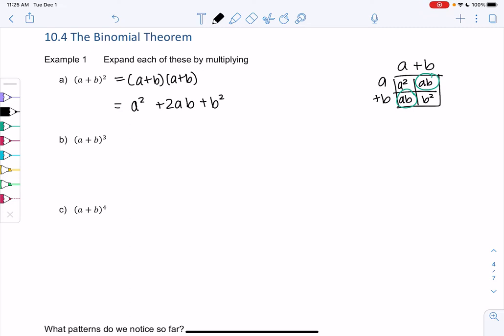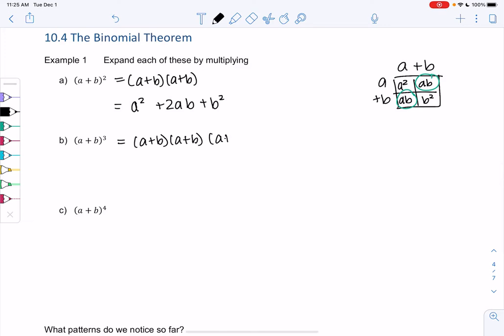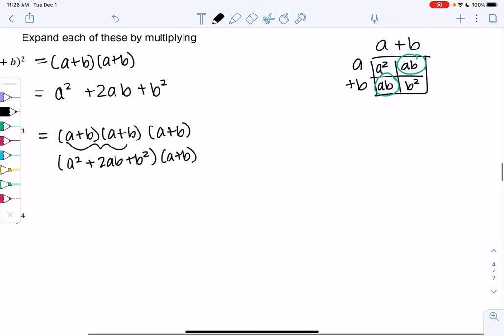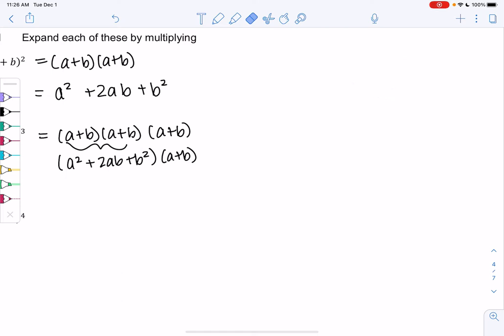All right, let's try a couple more. So (a plus b) to the third power would be a plus b, a plus b, a plus b. We already did a plus b times a plus b, so I'm going to go ahead and plug that in from part a. So a squared plus 2ab plus b squared times a plus b. And again, I'm going to make boxes because I think it'll make it easier, especially now that we have more terms. So we'll have one side be a plus b, and the other side will have three terms, a squared plus 2ab plus b squared, so our box is 2 by 3.